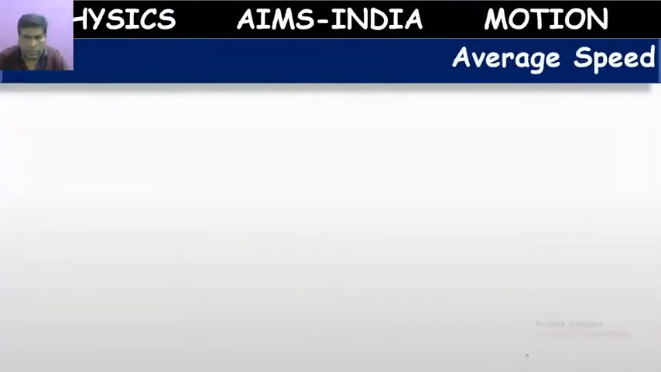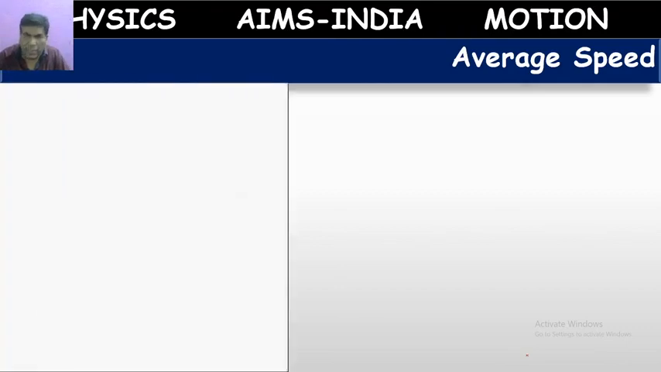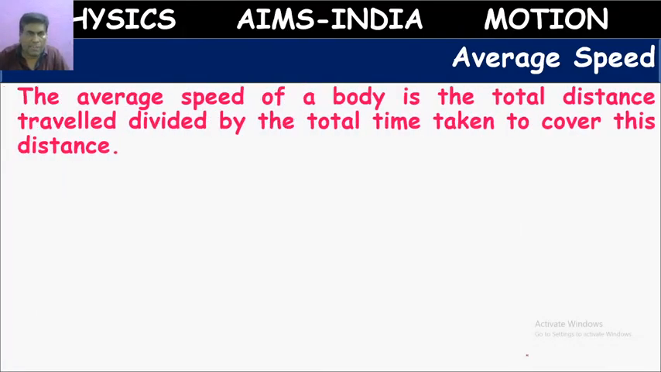Next, we have some types of speed: average speed, uniform speed, non-uniform speed, instantaneous speed. Let's see about average speed first. Already we know what is the meaning of average.